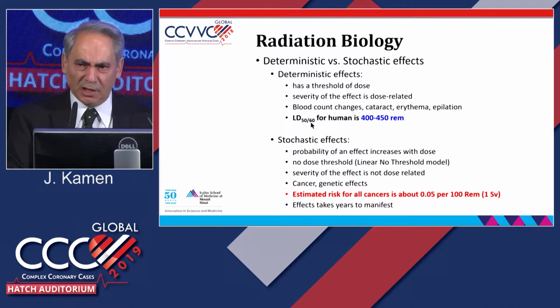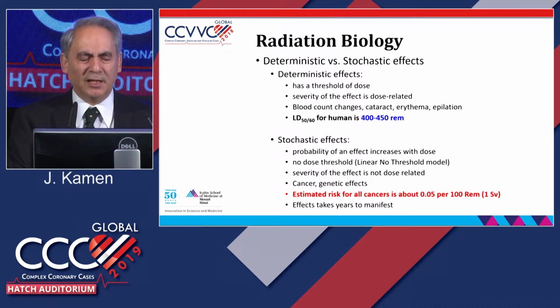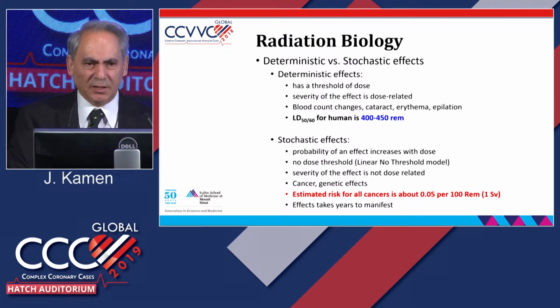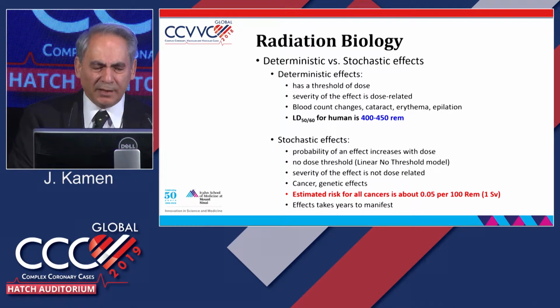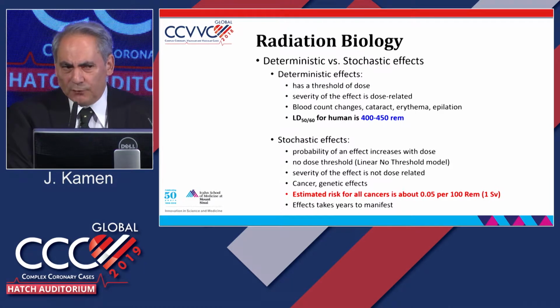LD 50-60, anybody knows what that means? Lethal dose that 50% of the people die in 60 days, for humans is 400 to 450 rem whole body. So it's about 4 to 5 gray, right?